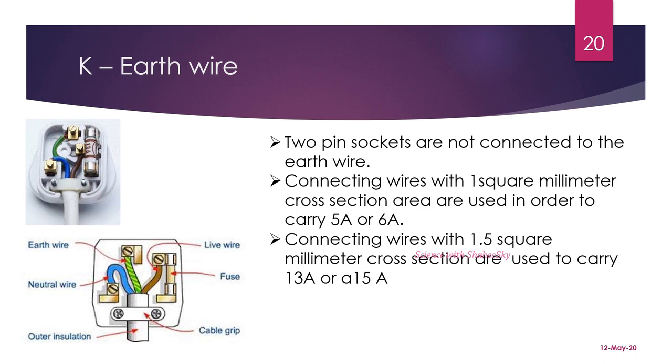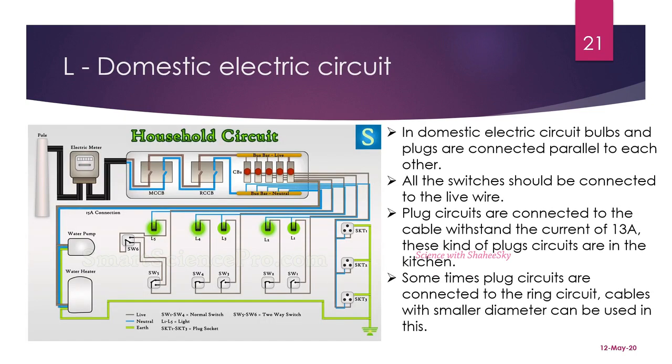Domestic electric circuit. This is the picture of a domestic, household electric circuit, showing how the electric current comes from the pole to the meter, the MCCB, RCCB and circuit breaker, and all the devices connected to the electric appliances in household purposes.